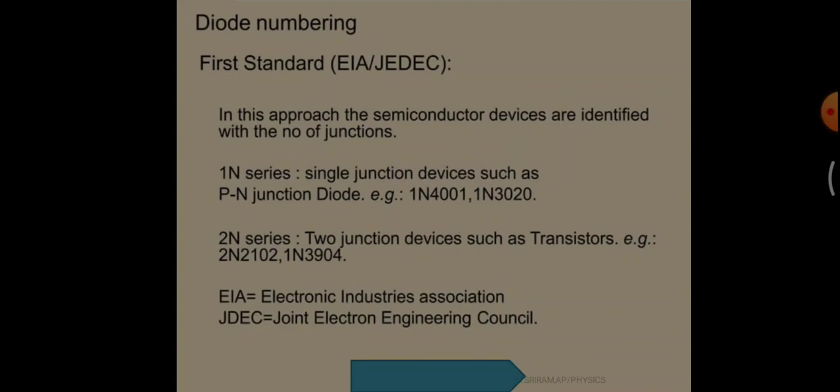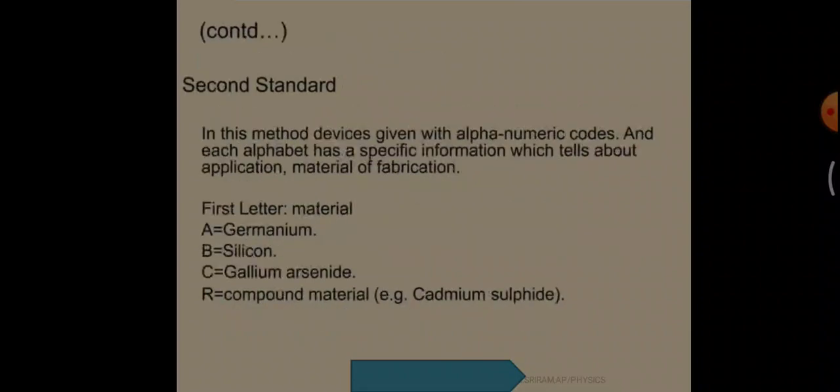And diode numbering. The first standard is EIA, JEDEC, and this is the 1N series, for single junction devices such as a PN junction diode, and the 2N series, for two junction devices such as transistors. EIA is the Electronic Industry Association, and JEDEC is the Joint Electron Device Engineering Council.